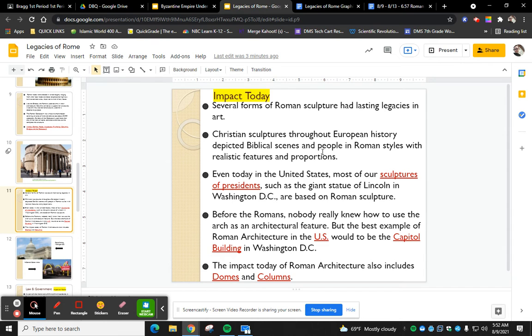Even today in the United States, most of our sculptures of presidents, like that giant statue of Lincoln in Washington, D.C., are based on Roman sculpture. And before the Romans, no one really knew how to use the arch as an architectural feature. But the best example of that in the US would be the Capitol building in Washington, D.C. And we still use domes and columns today. So again, we are writing these red words in the impact today. Pause if you need to write stuff down.